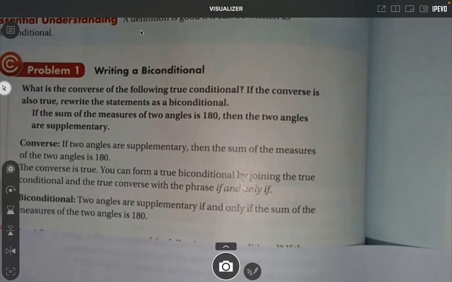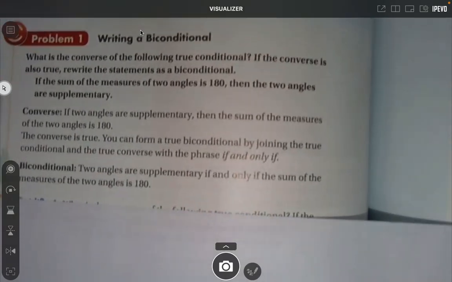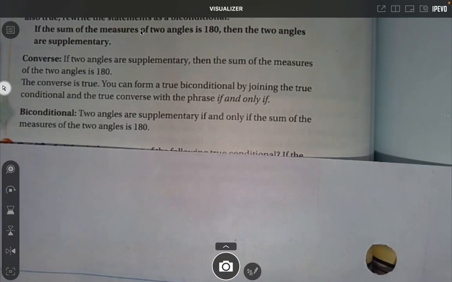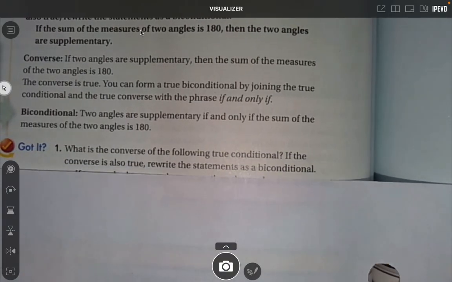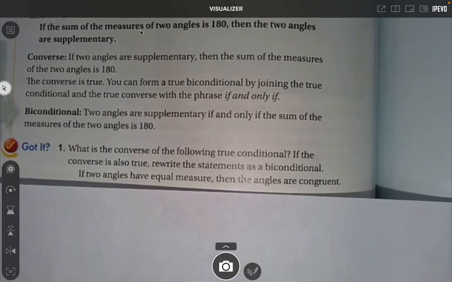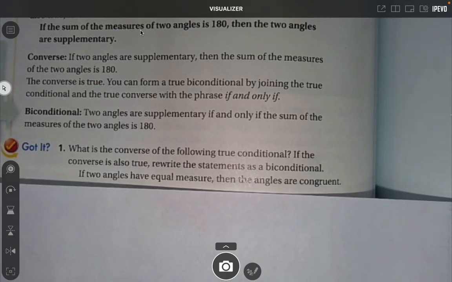So let's look at this, and that's how they wrote it. They wrote all the words if and only if. I just put the IFF. It's an abbreviation. So they're telling me this statement is true. What's the converse of it? If two angles have equal measure, then the angles are congruent. So what's the converse of that? Take a guess here.